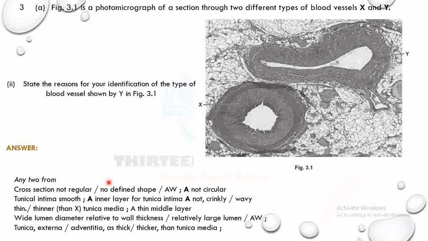For this, tunica intima smooth. See here, it has a smooth tunica intima, but artery has a rough or wavy one. The tunica intima of artery is wavy. That of vein is smooth. Wider lumen diameter relative to wall thickness. So this has a wider lumen compared to this. Tunica externa is thicker than the tunica media for the vein. The externa is thicker than the media, the middle one.